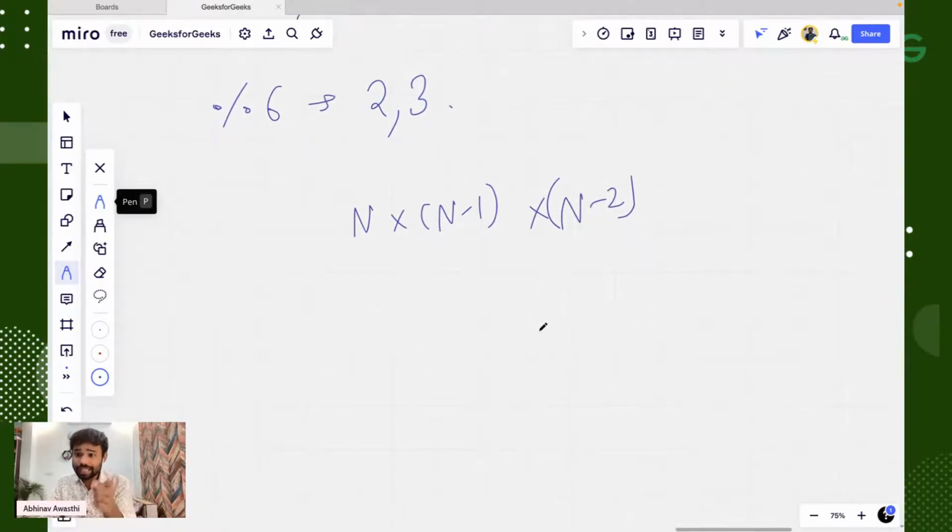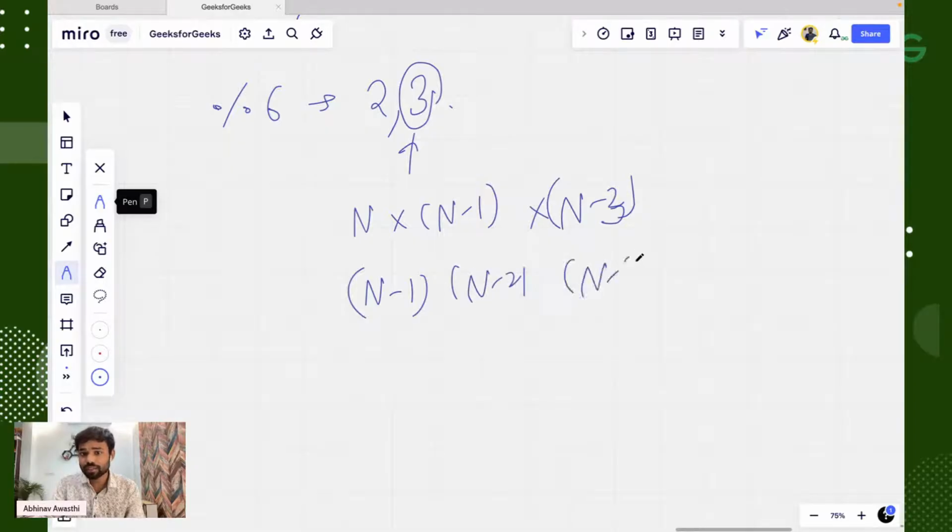So because n was divisible by 2, we can't take n minus 2. Otherwise, it will not be a coprime. So we made it n minus 3. But because now it is also divisible by 3, we can't take it either. So for balancing it, we are again making it n minus 1, n minus 2, and n minus 3.